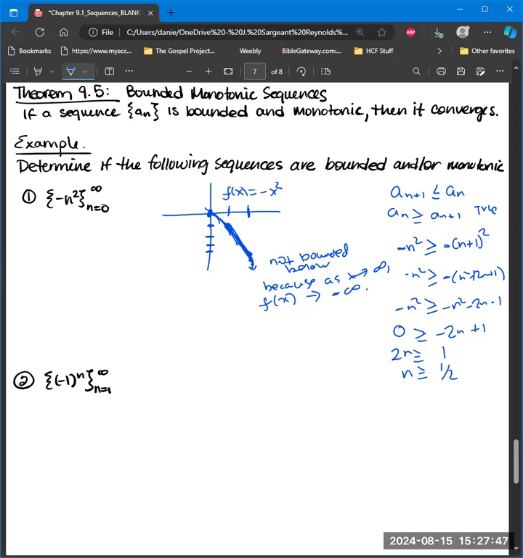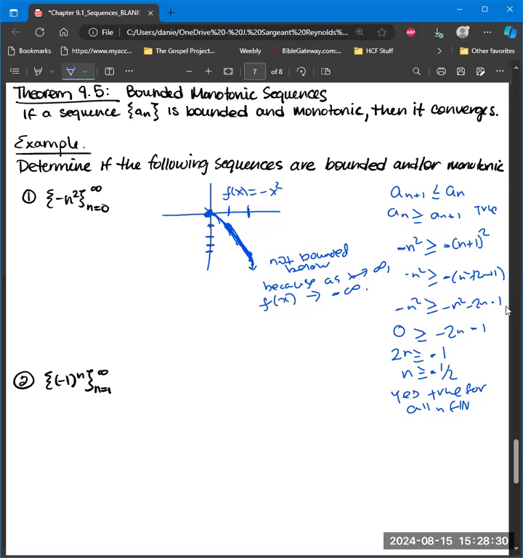So this is a negative. This is a minus. And that is negative, and that's negative. All right, well, n is a natural number. It's always going to be greater than negative 1/2 because our starting point is 0. So yes, that's true for all n that are in the natural numbers.